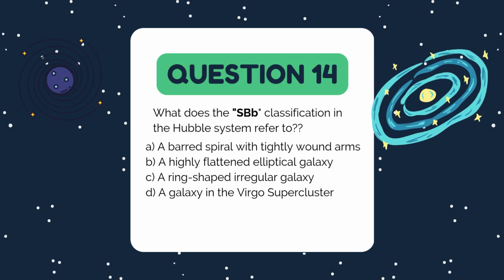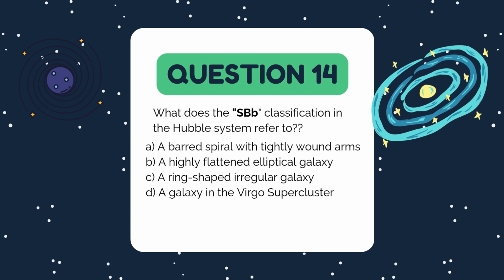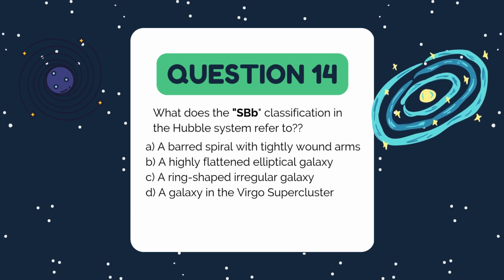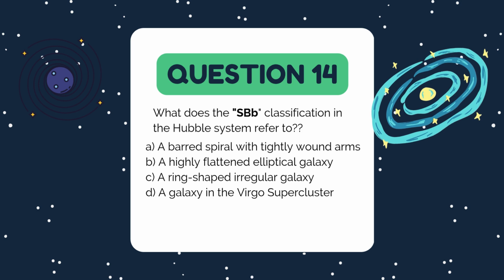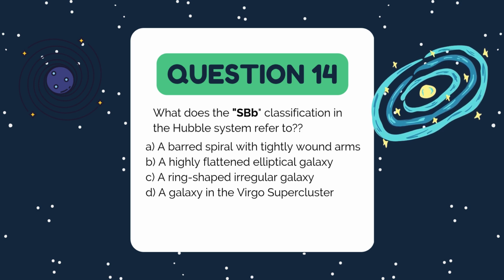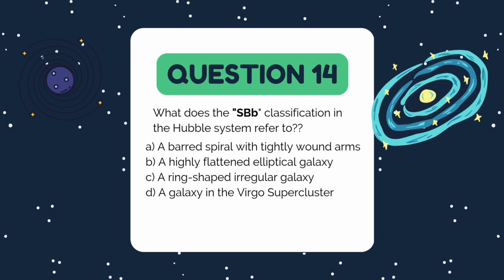Next question. What does the SBB classification in the Hubble system refer to? A. A barred spiral with tightly wound arms? B. A highly flattened elliptical galaxy? C. A ring-shaped irregular galaxy? D. A galaxy in the Virgo supercluster?